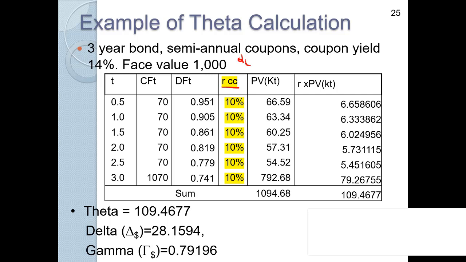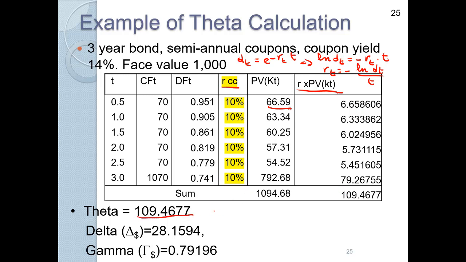If you have the discount factor at time t, then you know that this is equal to e^(-r_t t). And then from this, you take logarithms on both sides. So you end up with log of d_t equal to minus r_t times t. And then from this, you get that r_t is equal to minus the logarithm of d_t over t. That's how I got my continuously compounded interest rates of 10%. Then the only thing you have to do is multiply this r times the PV and you get your theta. You add them up and you get a theta for this bond of 109.4677.